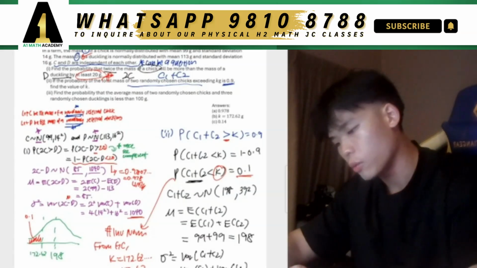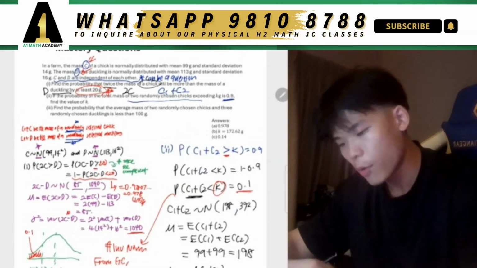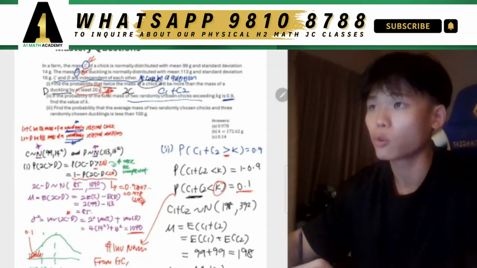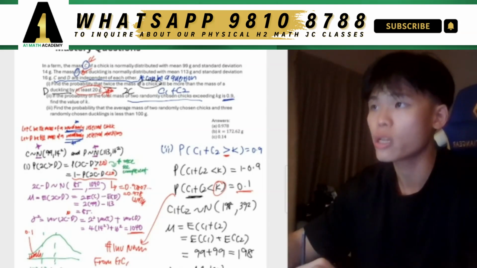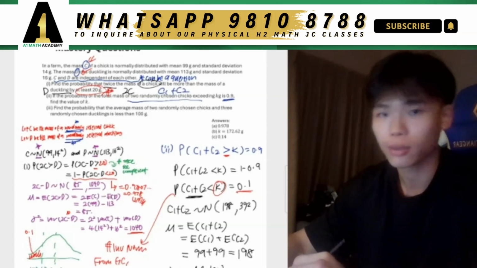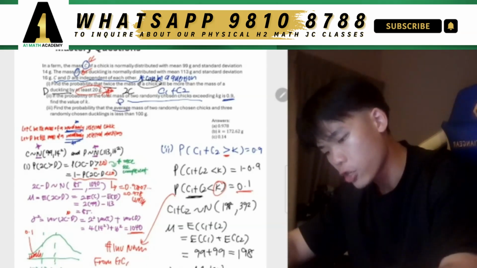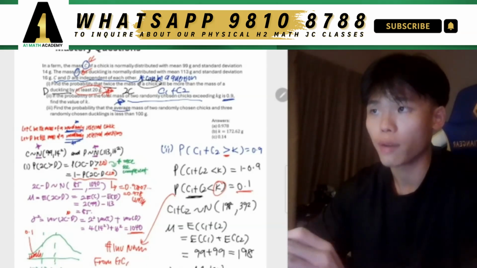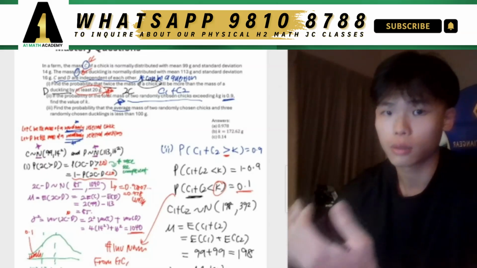Okay, so that will be it for part (ii). Now, part (iii): the probability that the average mass of 2 randomly chosen chicks and 3 randomly chosen ducklings is less than 100 grams. Again, the keyword here is average, and average means we need to divide by the total number of animals.